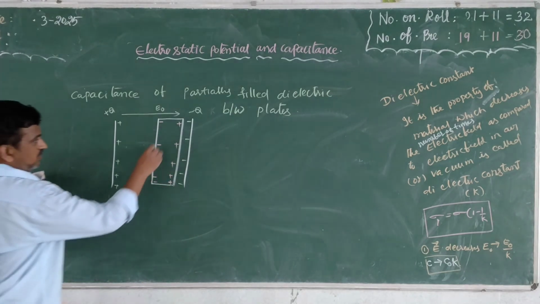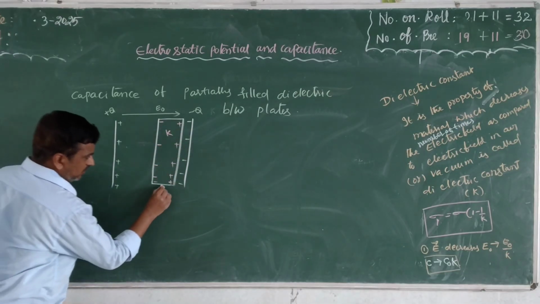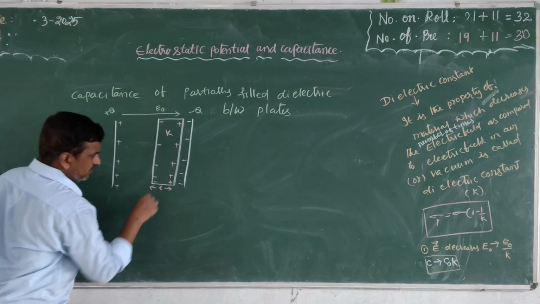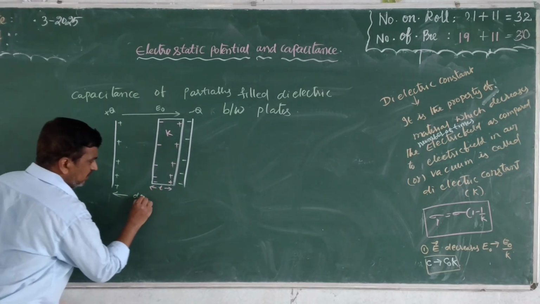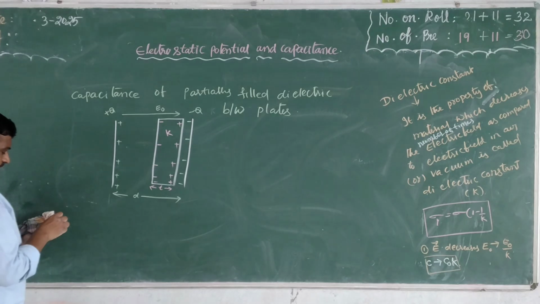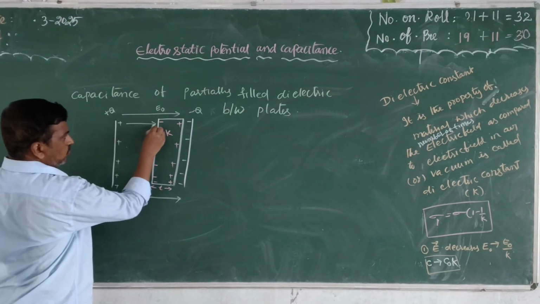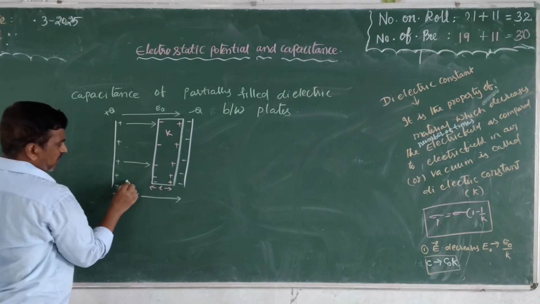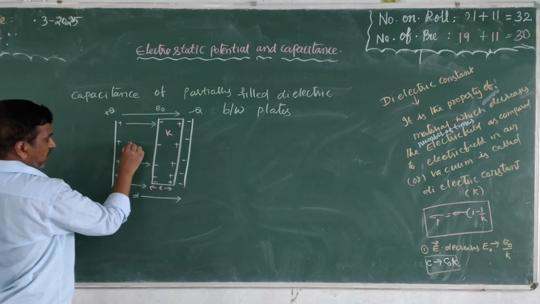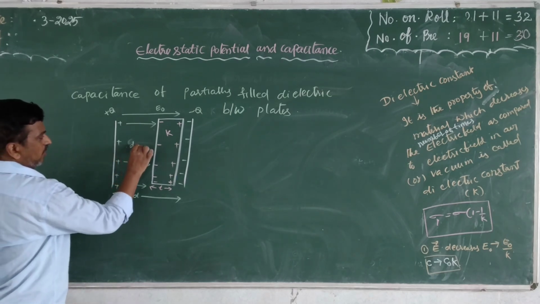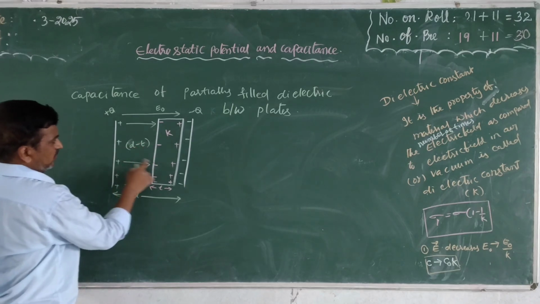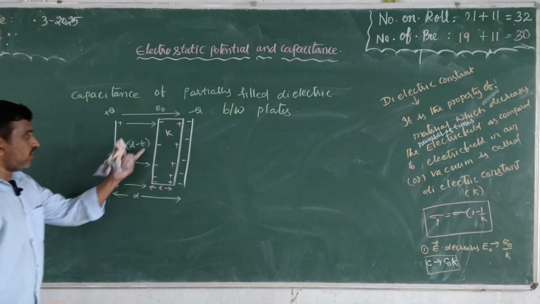See here, its dielectric constant is K, its thickness is t. Its thickness is d. The electric field is directed from positive to negative, so this is the direction of the electric field. Here the distance is d minus t. The plates are partially filled, so the remaining part is d minus t.